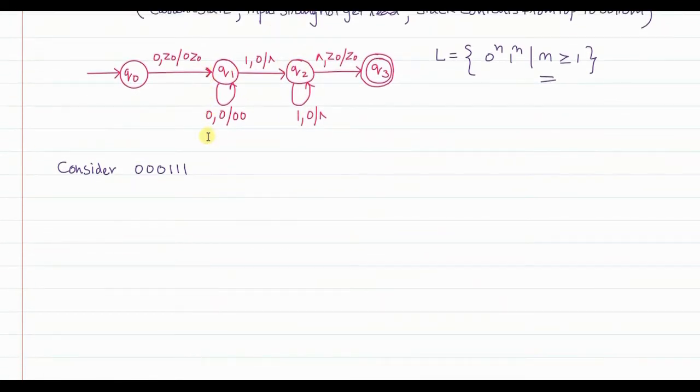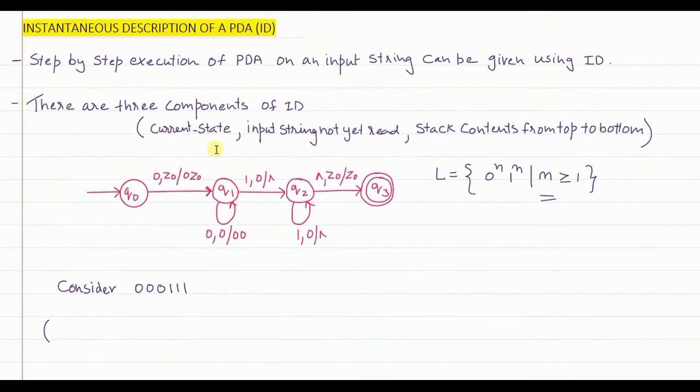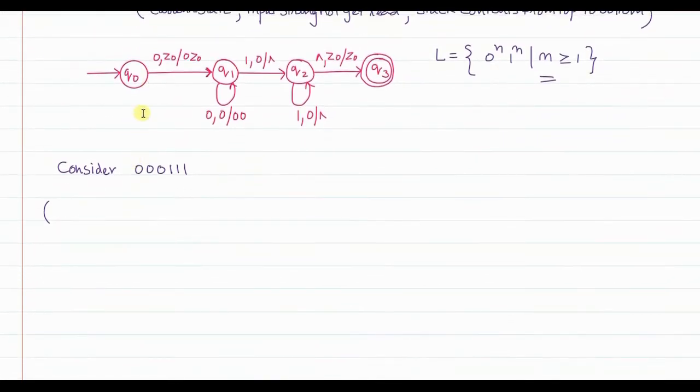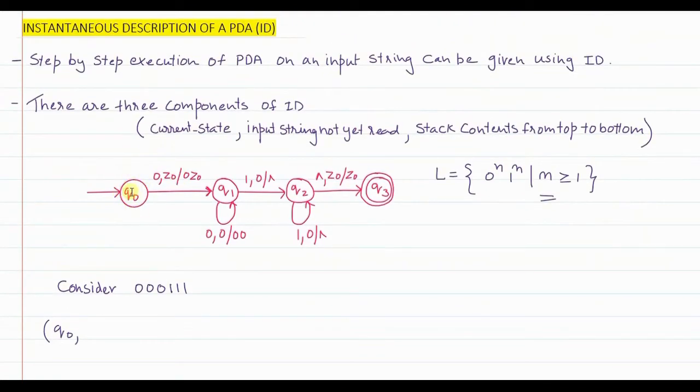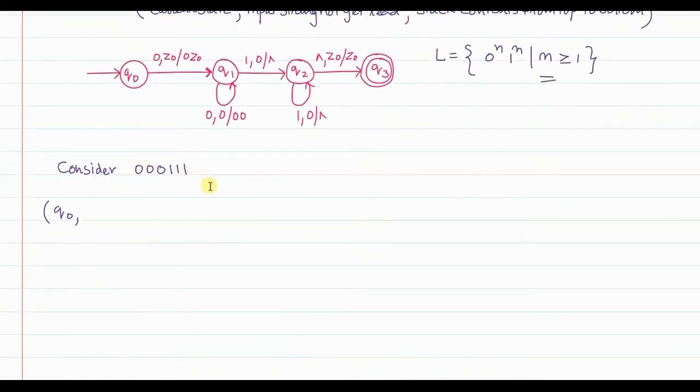Now let's design the initial state. I said in instantaneous description there are three components. The first is the current state. What is my current state initially? It is Q0. Now when you are in the initial state, have you read any input yet? No, you have not. So what is the unread input? Of course the whole string, because not a single character from the string is yet read. So I write the unread input, which is the whole string.